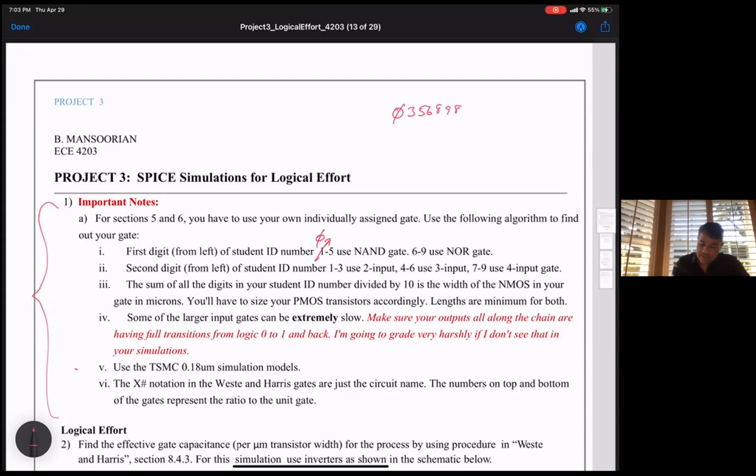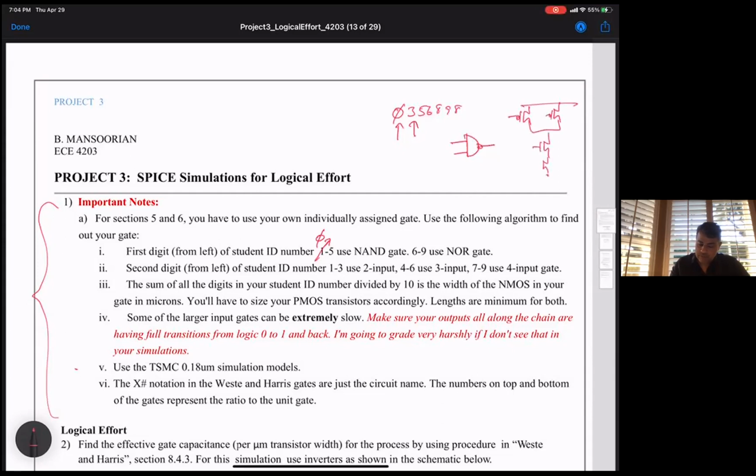So we weighted towards NAND. Basically it's the first digit from the left, and that tells you whether you're doing a NAND or a NOR. Those are the two options. The second digit tells you how many inputs you'll have. So in this case, it's 3, so we've got a 2-input NAND gate, which looks like that.